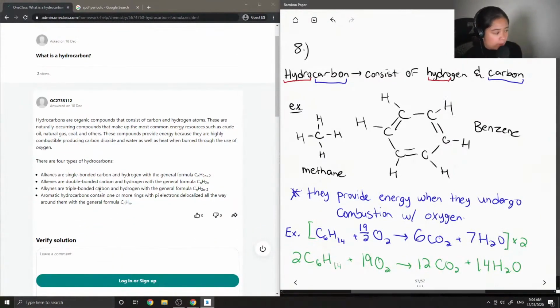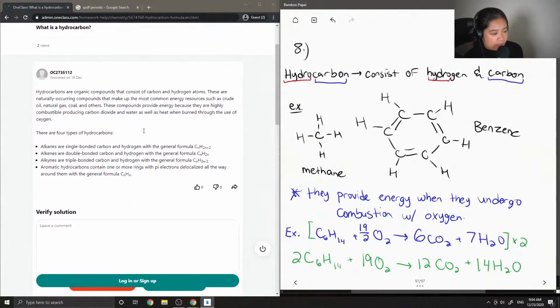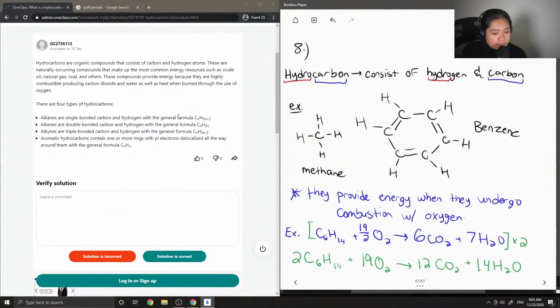Okay, so the junior tutor said, hydrocarbons are organic compounds that consist of carbon and hydrogen atoms. These are naturally occurring compounds that make up the most common energy resources such as crude oil, natural gas, coal, and others. They provide energy because they are highly combustible, producing carbon dioxide and water, as well as heat when burned through the use of oxygen.